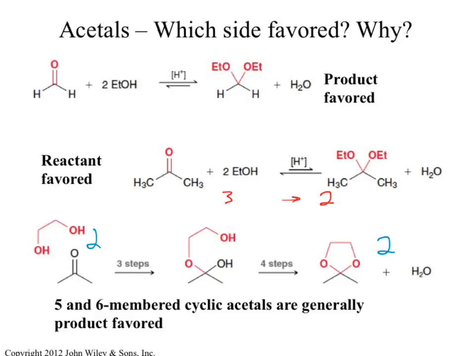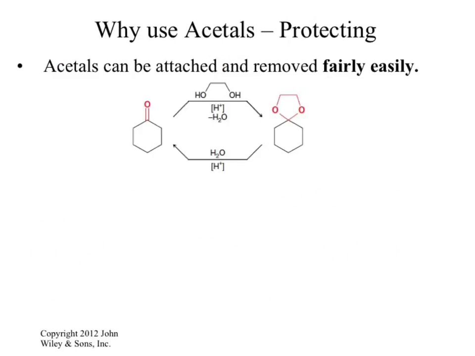The 5 and 6 membered rings are generally product favored, both because of this lack of entropy issue, and you have a nice stable ring structure formed out of it. The reason this reaction becomes important is for this next aspect. We can use acetals by either making or removing them really quickly and easily. Well, we now have reversible chemistry.